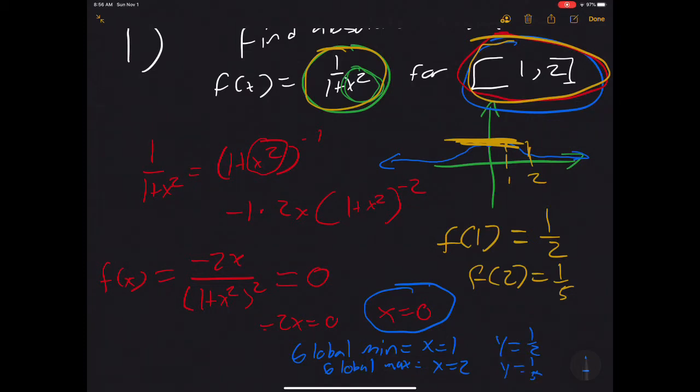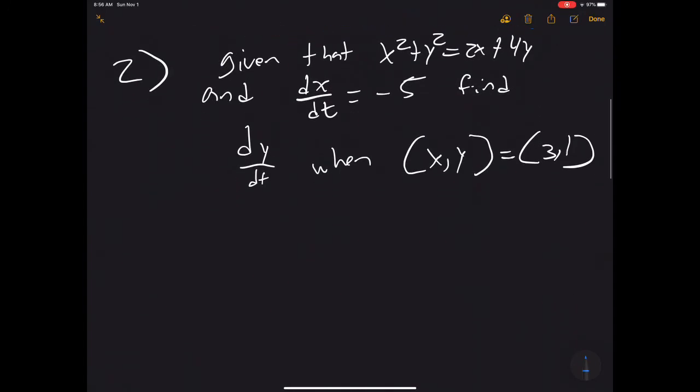And that's that problem. Number 2 says, given this ugly function, x squared plus y squared equals 2x plus 4y, dx dt is equal to negative 5. We're assuming this function is differentiable in terms of t, because we're asked to find dy dt at a given point.